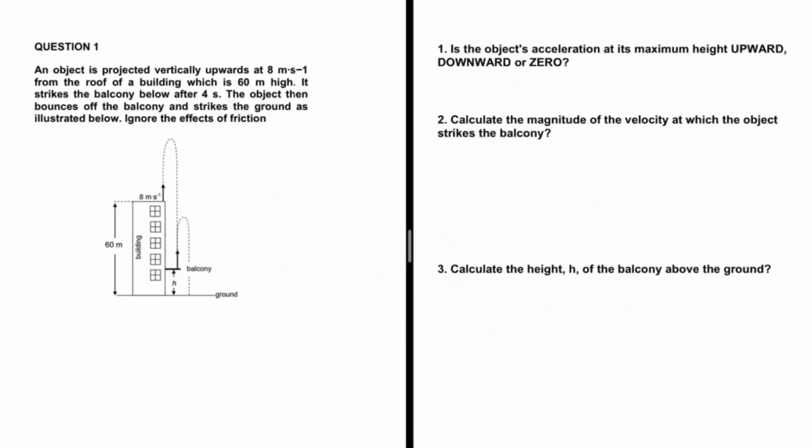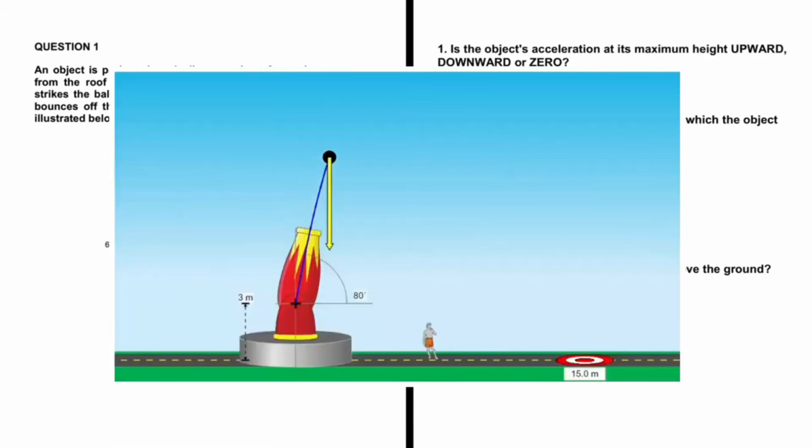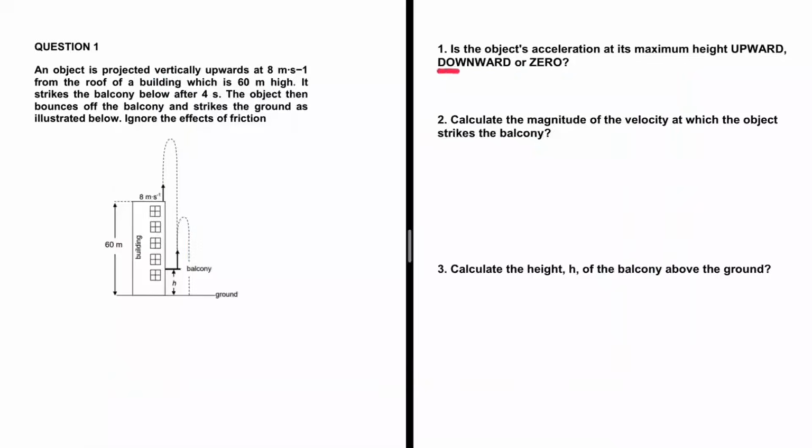Is the object's acceleration at its maximum height upward, downward, or 0? When the only force acting on an object is gravity, the acceleration is always 9.8 meters per second squared downwards. We covered that at the very start of our series, where we used the simulation. So the answer here is downward.